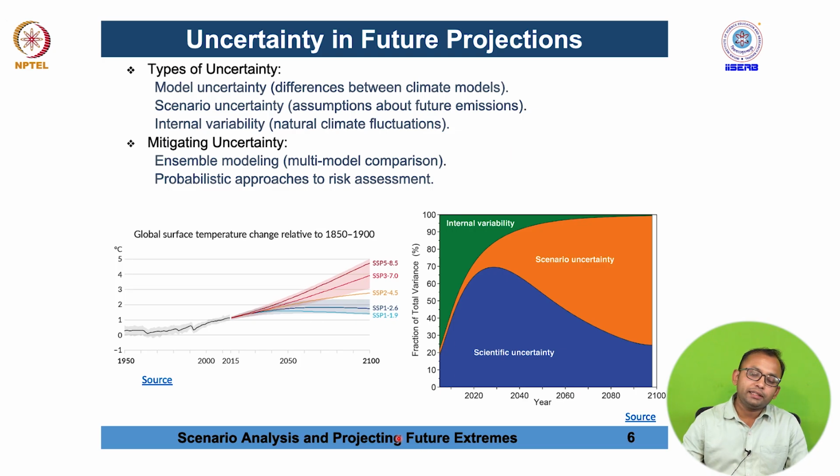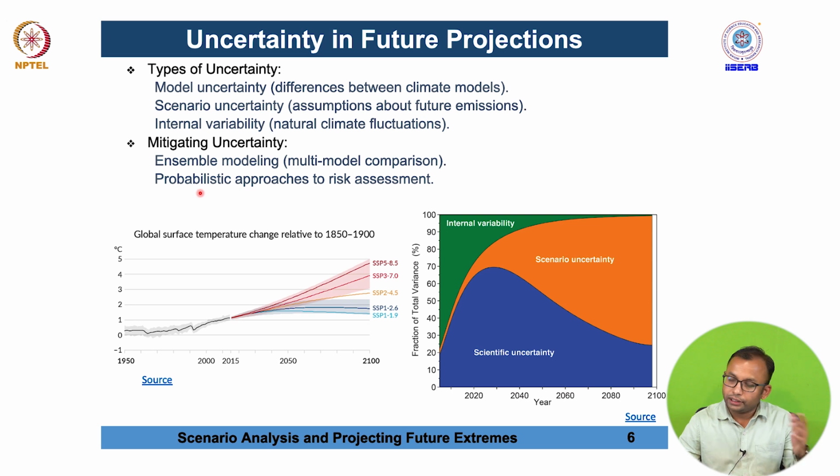How do we mitigate these uncertainties? We can take the ensemble mean of the models, do multi-model comparison, and then assess the ensemble average value of the models, so that we can see the uncertainty across the different modeling approaches, or maybe we can assess probabilistic approaches.